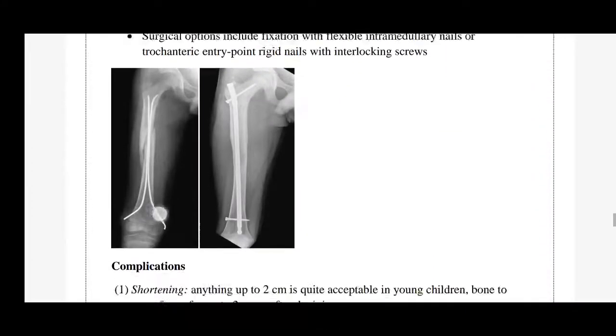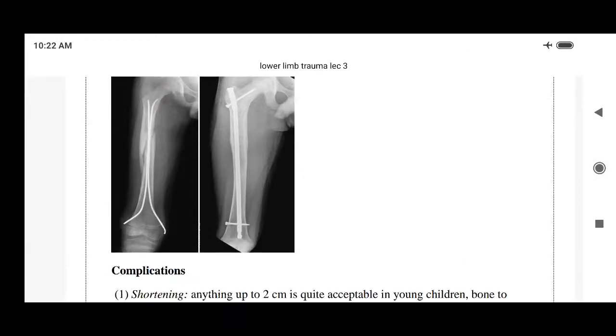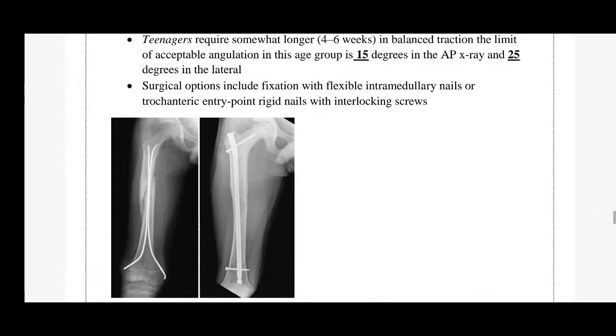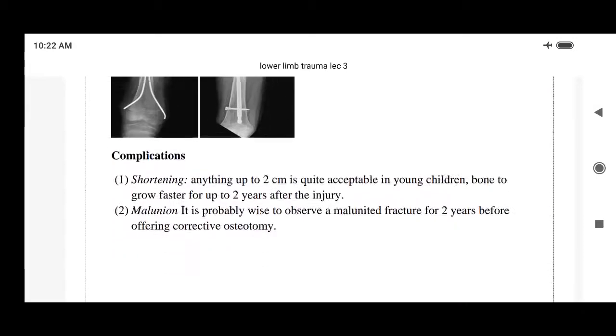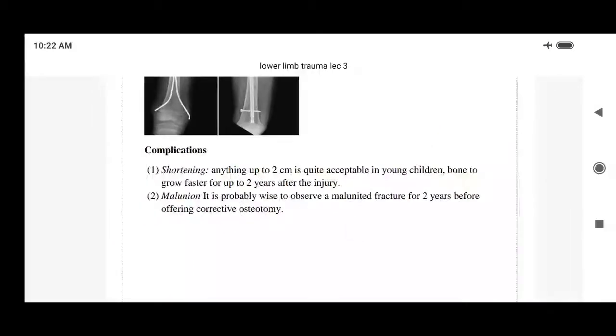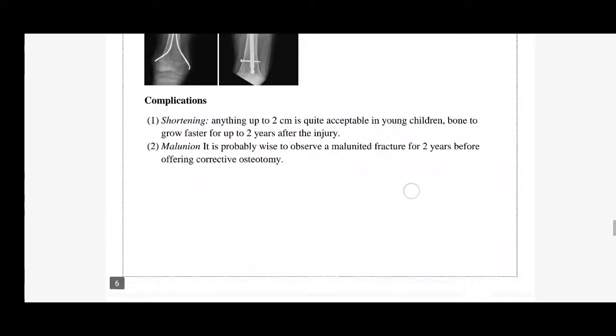This is the flexible intramedullary nail, and this is the point of entry to avoid crushing devices at the margin, and this is the trochanteric entry intramedullary nail. Complications of femoral shaft fracture in children include shortening; up to 2 cm is acceptable. Other is malunion. A malunited fracture should be observed for 2 years before offering corrective osteotomy.